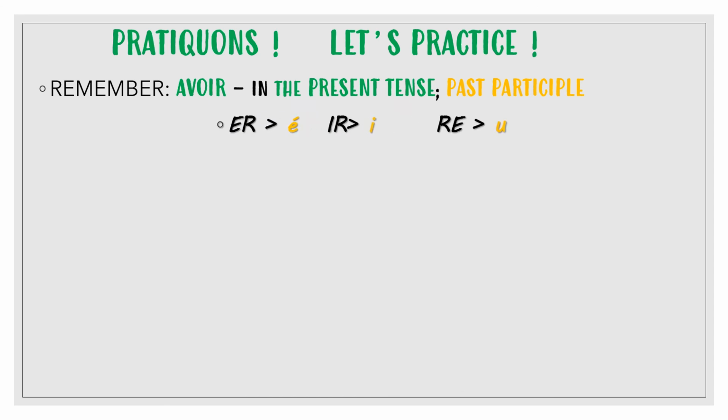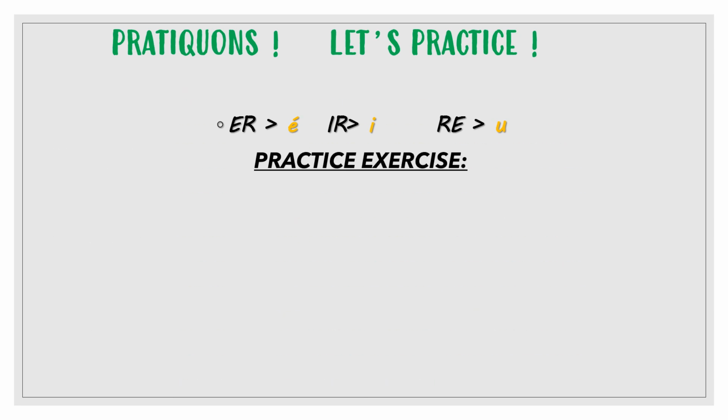And we have another reminder, sponsored by yours truly. ER verbs are going to change. You're going to drop the ER and add an E with an accent aigu, going from left to right upwards. For regular IR verbs, you're going to drop the IR and add an I to the stem. For regular RE verbs, you're going to drop the RE and add a lovely little U to the stem, like we just did. Now let's go. All right.